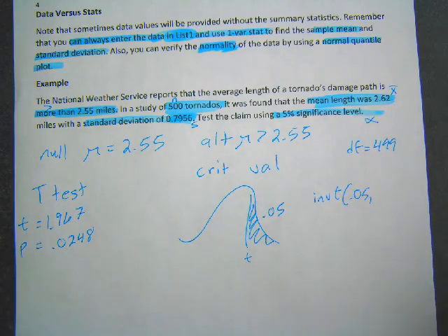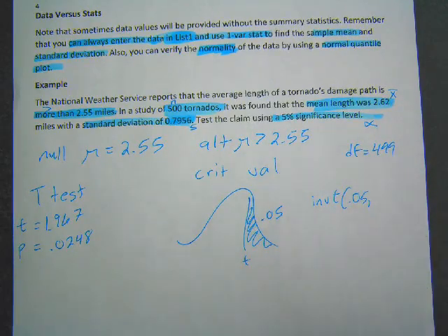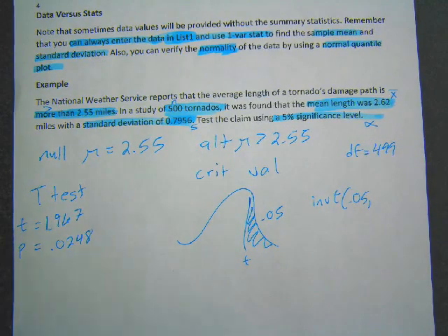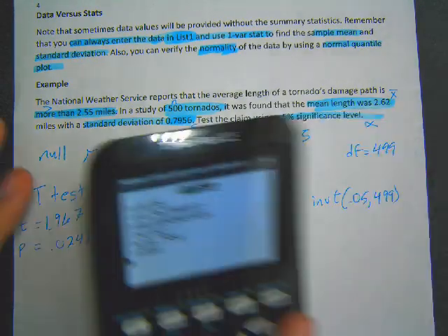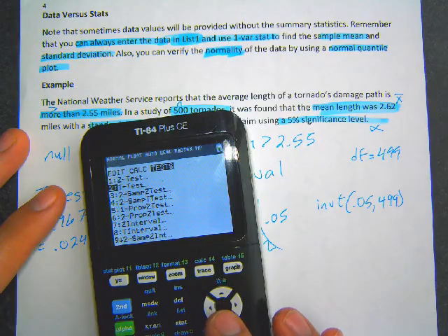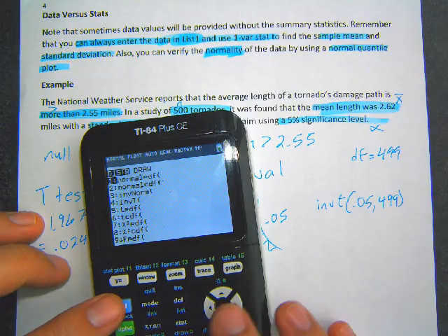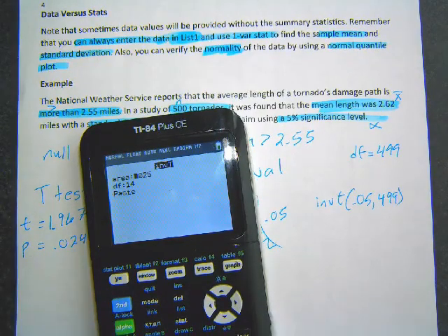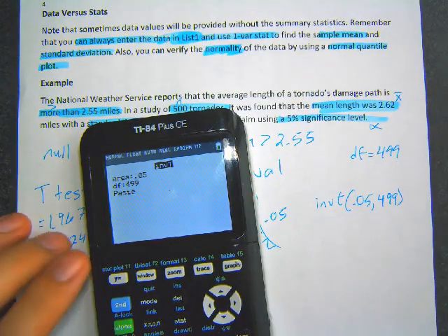This is one you couldn't even do on the table. So if you're using a table, you'd be stuck on this one because 499 is way off the table. This is one of the reasons why the calculator is a little bit better, because it adapts to things like really big sample sizes. Okay, stat, tests. Oh, I want to do second distribution, sorry. Inverse t is under the second distribution. So inverse t, 0.05 for my area, and 499 for my degrees of freedom.